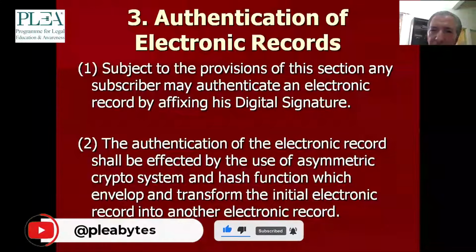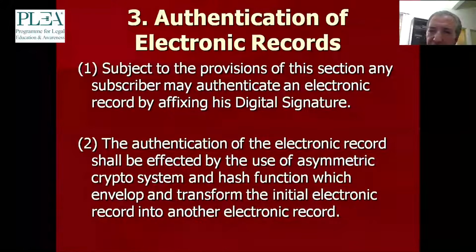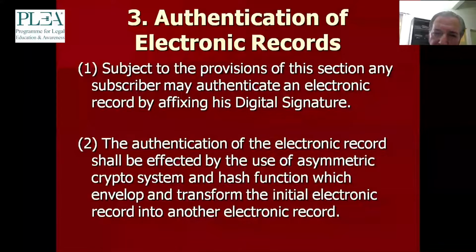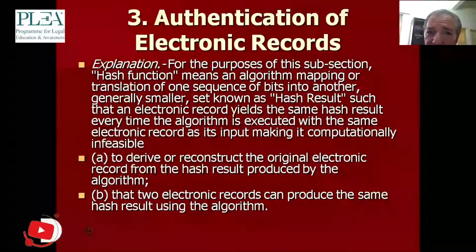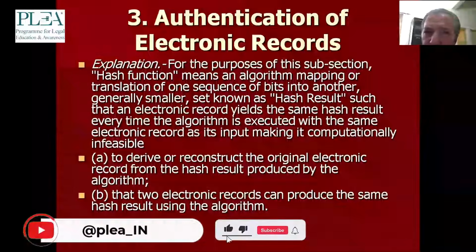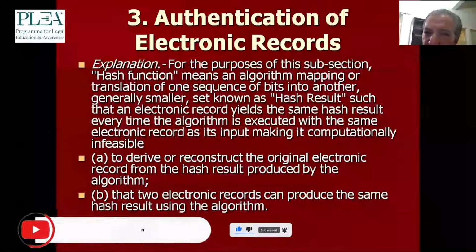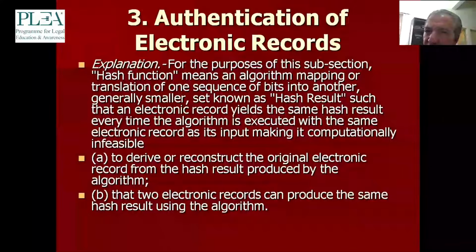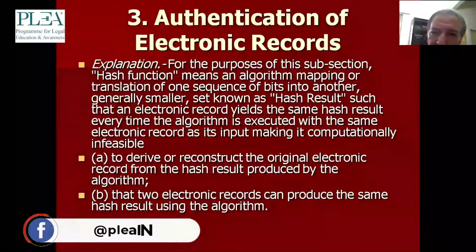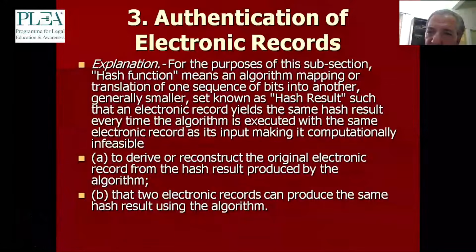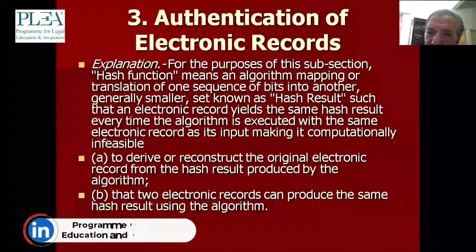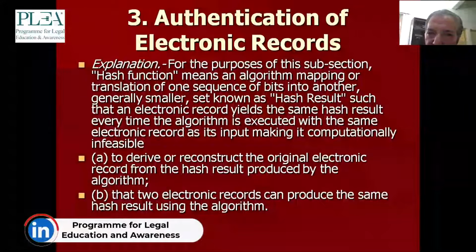The authentication of the electronic record shall be effected by the use of asymmetric crypto system and hash function, which envelop and transform the initial electronic record into another electronic record. Explanation: for the purposes of this subsection, hash function means an algorithm mapping or translation of one sequence of bits into another, generally smaller, set known as hash result, such that an electronic record yields the same hash result every time the algorithm is executed with the same electronic record as its input, making it computationally infeasible.